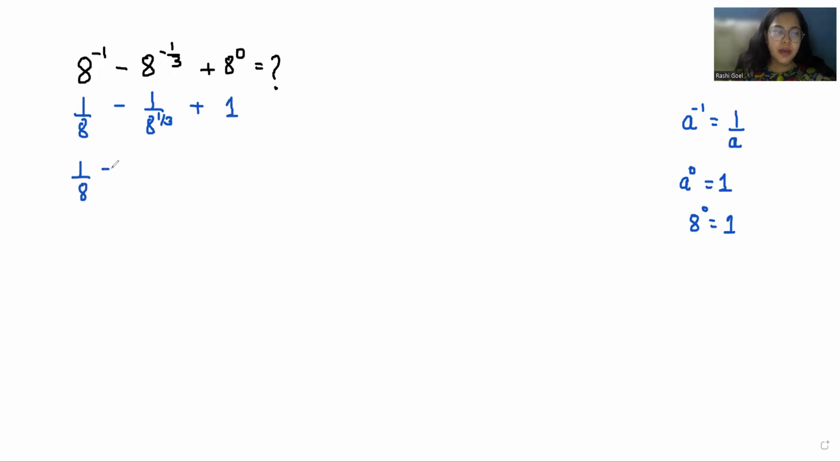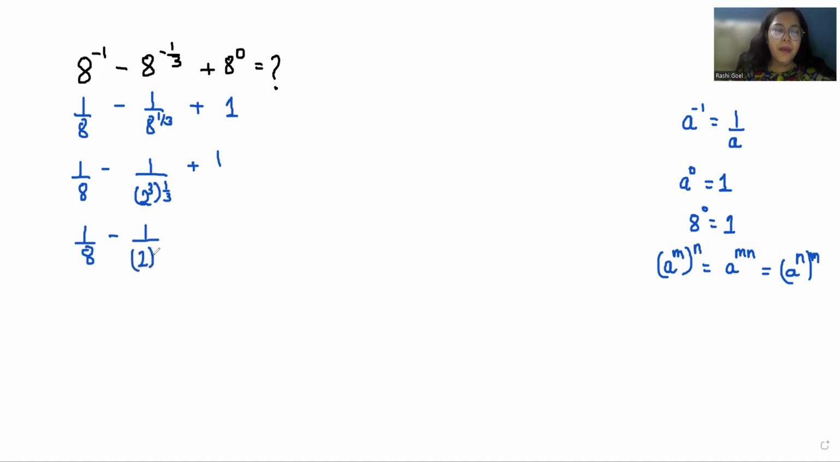So 1 by 8 minus 1 by 8, we can write it as 2 cube whole power 1 by 3 plus 1. So according to exponent rule, a power m power n, we can write it as a power mn or a power n power m. So 1 by 8 minus 1 by 2 whole power 3 times 1 by 3 plus 1. So we can cancel out this. So what is left? 1 by 8 minus 1 by 2 plus 1.